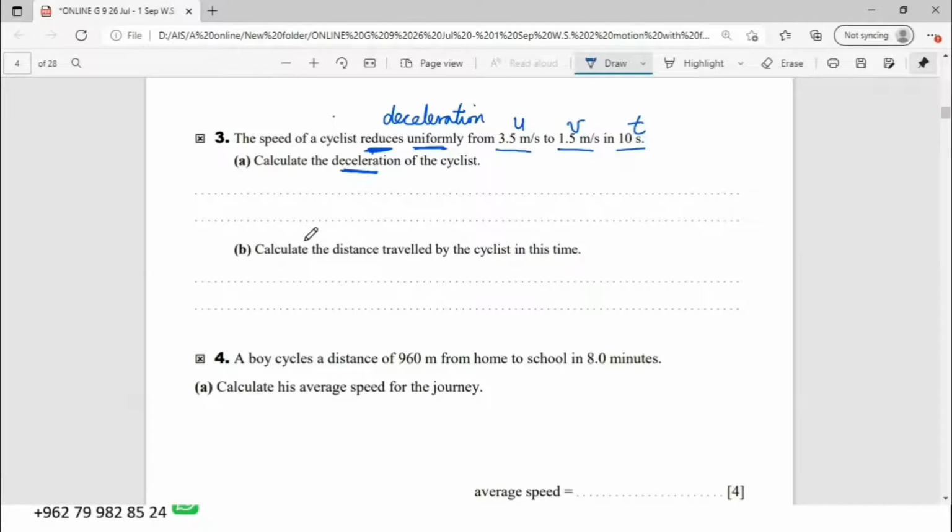I have a formula for acceleration. As you know, acceleration and deceleration are the same thing, but one is positive and one is negative. So usually if they ask about deceleration, I won't put the answer as negative, because they ask about something already negative.